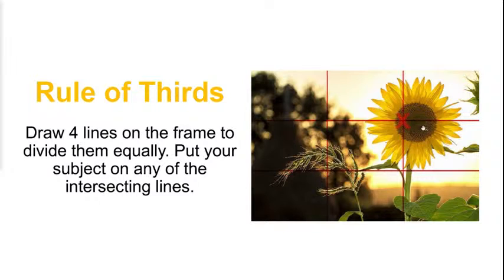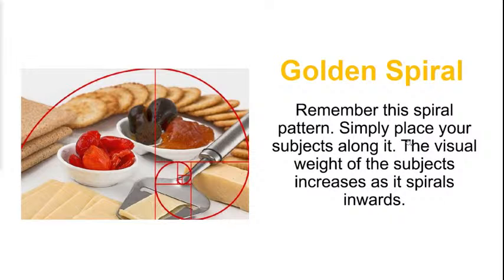So this can be here or here or here, but mostly people prefer this part, because our visual attention is more attracted towards this side, which is the top right side here. Okay, now the golden spiral rule.